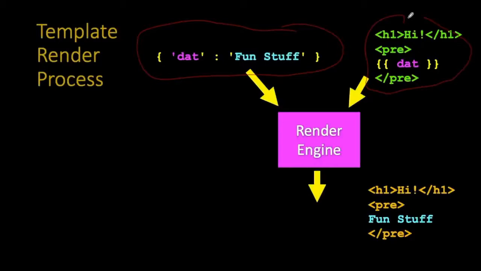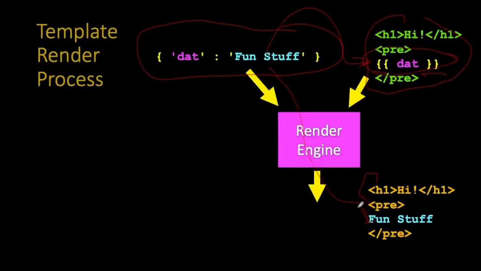There's no concatenation, but there are special characters. And what the double curly brace surrounding it says is, instead of that, take this bit out and replace it with whatever's in the variable dat from the render data. And so that's how, when it's all said and done, this is replaced in the fun stuff, replaces curly brace dat in the final output.